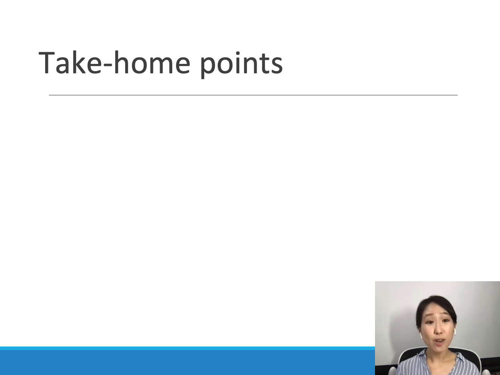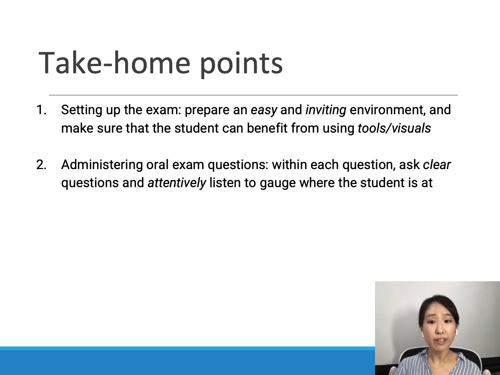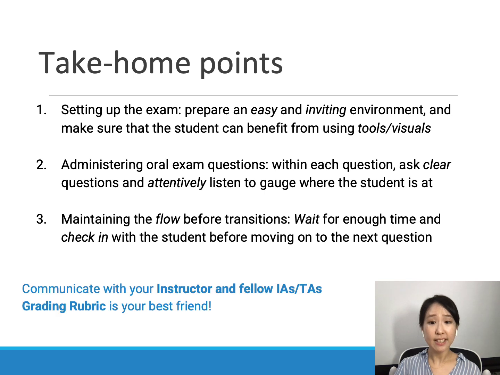Finally, let's review the take-home points from this video. So far, we looked at 3 steps. In step 1, we talked about using visuals to support full access to the exam material for the students. We emphasized creating an easy and inviting exam context for the students. In step 2, we learned about asking clear and short questions and emphasized the importance of attentive listening. In step 3, we talked about providing enough waiting time, checking in with the student, and using power words for transitions. For all steps, we also emphasize communicating with the instructor and other assistants to stay on the same page and using the grading rubric.